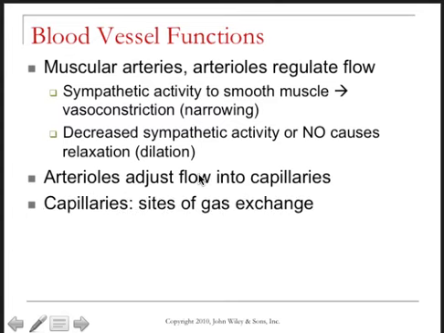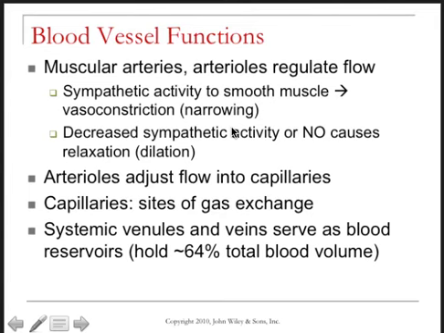The capillaries are the sites of gas exchange. This is where oxygen is delivered to active tissue and carbon dioxide is removed, in addition to delivering nutrients and picking up waste products. The systemic venules and veins serve as blood reservoirs, and they hold about 64% of the total blood volume.